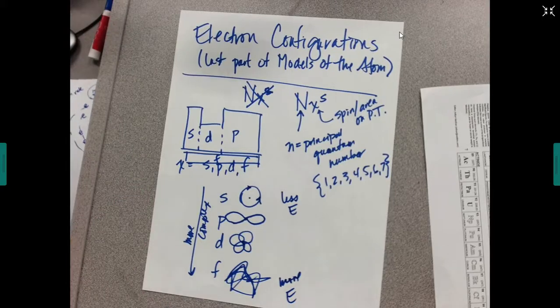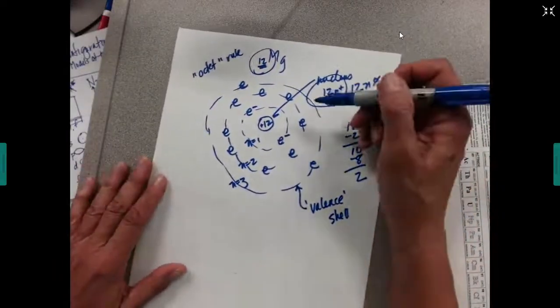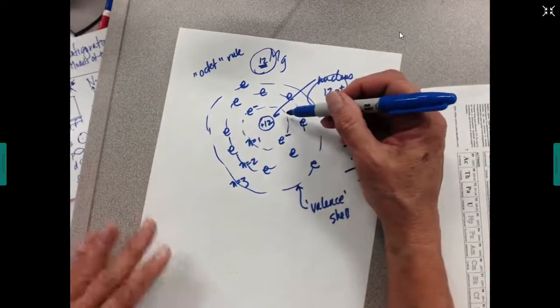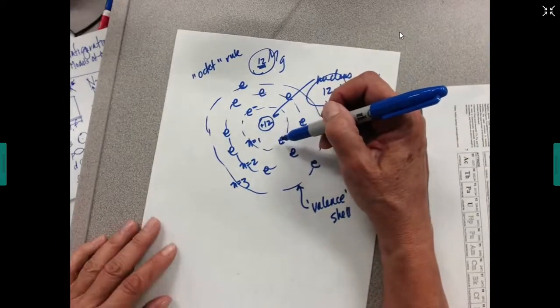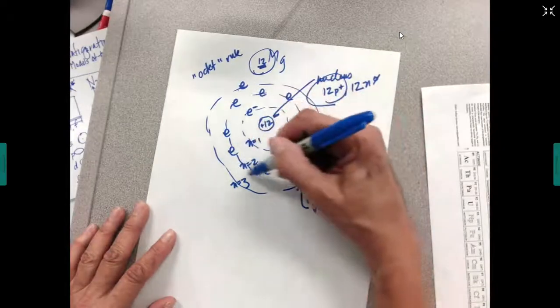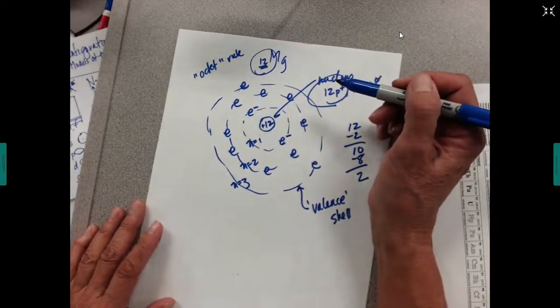Well, what does that mean if we were thinking about the Bohr model, this whole idea of spins? Well, if we look back at our magnesium atom, we see that magnesium has 2 electrons in its first shell, and the first 2 are always S spinning electrons. In magnesium's second shell, we have 8. 2 of those are S spinning, and 6 of those are P spinning.